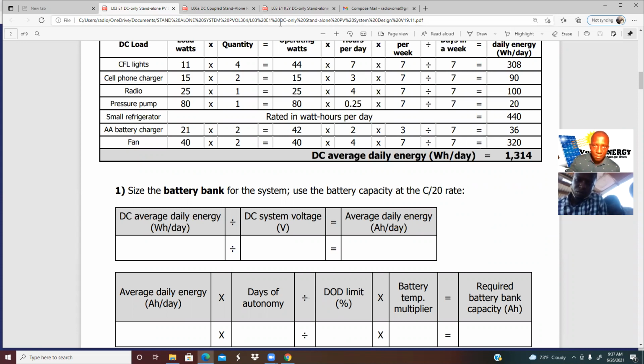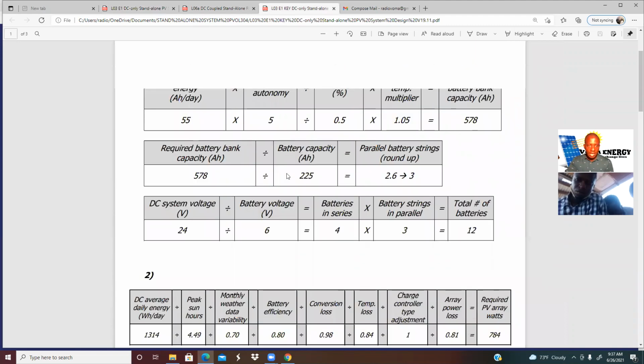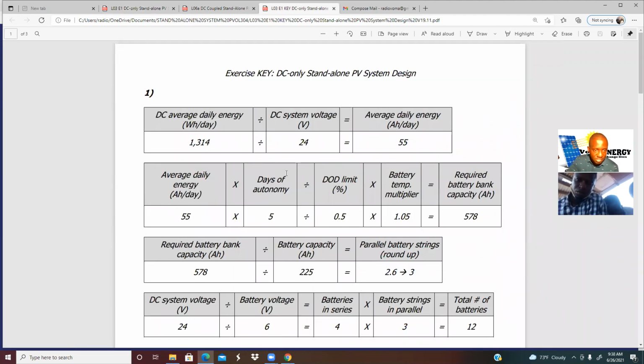Now I'm going to fill that up for you because we don't have the time to fill it up. If you look right here, the DC average daily energy is 1,314. Am I right? If you hear me, put your hand up. Am I right?